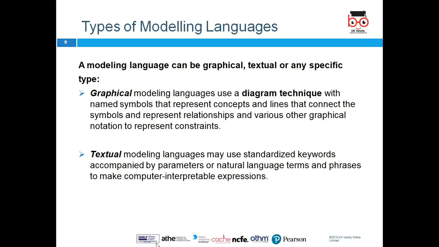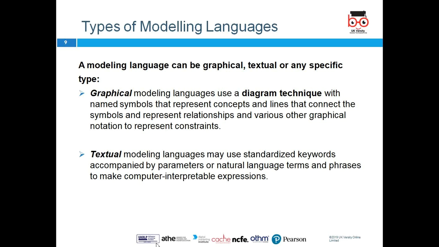Then textual modeling languages may use standardized keywords accompanied by parameters or natural language terms and phrases to make computer interpretable expressions. Like I explained earlier, in the shorthand language they use specific keywords, and from 10 lines of code they can write 100, converting 10 lines of discussion into 100 lines. So again, that's modeling, isn't it?